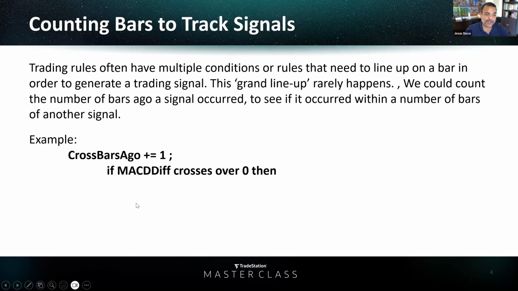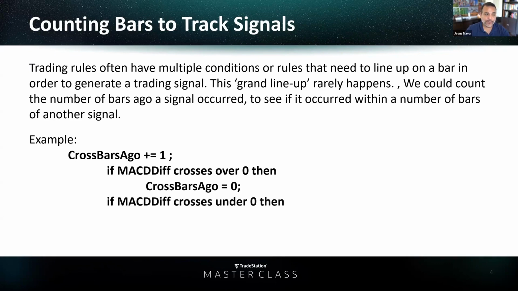So notice the condition, if MACD, this is using MACDIF as an example. When the MACDIF crosses over 0, crossbars ago equals 0. If MACDIF crosses under 0, then crossbars ago equals 0. This is the resetting of the counter. Otherwise, this line of code is just going to keep on adding 1 to crossbars ago until the condition happens. This is the syntax that is used.